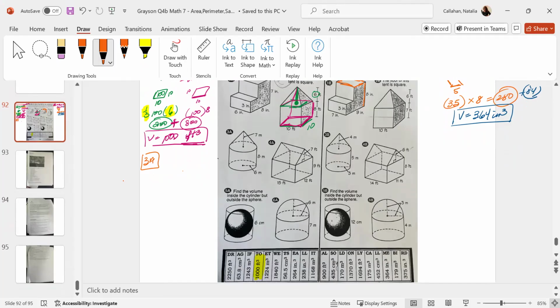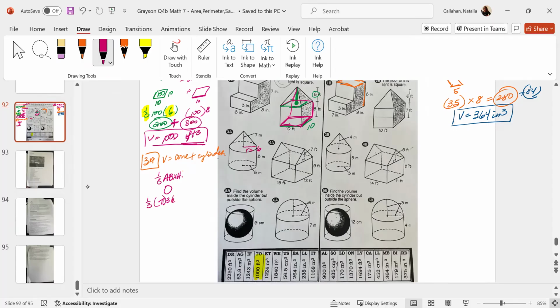What shape is it? Cylinder and cone. Start with the cone. What's the volume of a cone? 1/3 area of the base times height. What shape is the area of the base? Circle. What's your radius here? 6. What is 6 squared? 36.